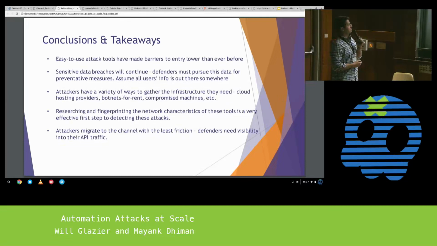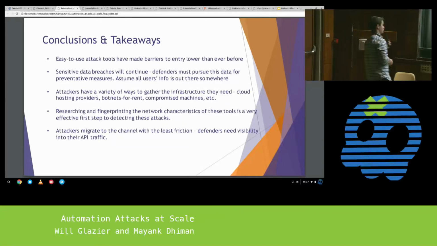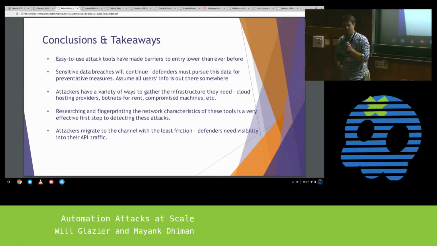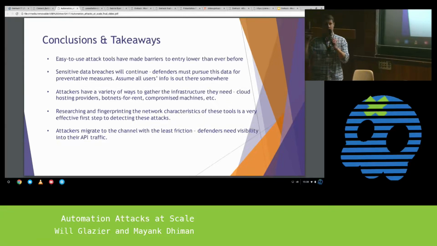We see that sensitive data breaches are always going to continue. And from a defender's perspective, pursuing this data for preventative measures is a good idea. You can gather intelligence based on certain batches of traffic that are hitting your site, and how compromised those credentials are.